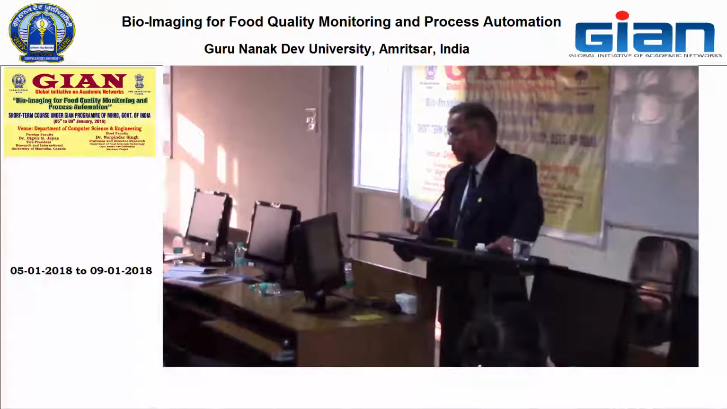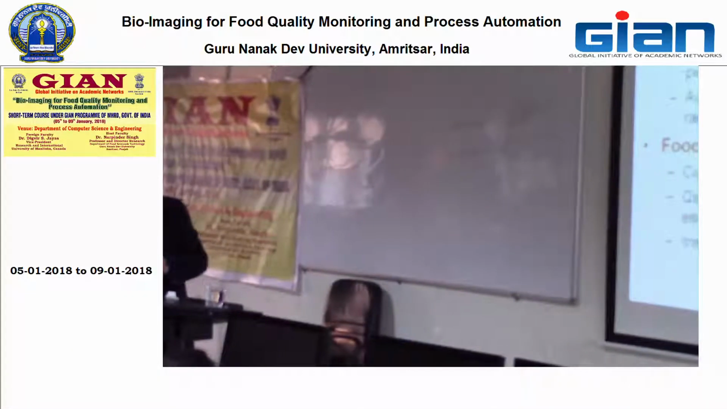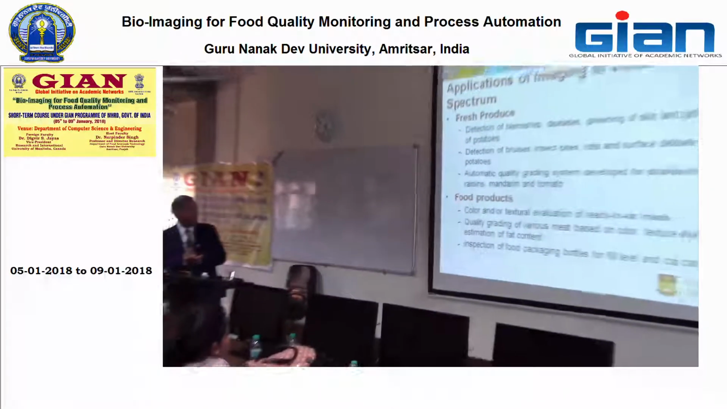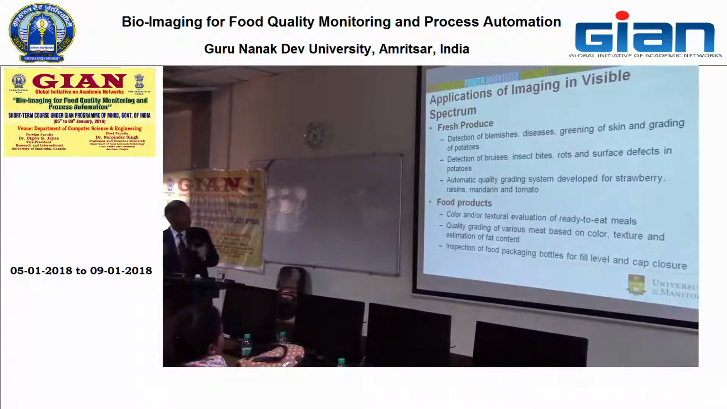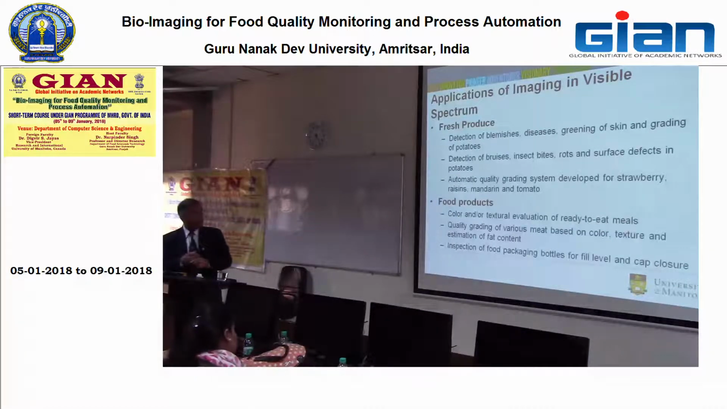So we were talking about the fresh produce food products. You can do the color texture evaluation of ready-to-eat meals, for example, quality grading of various meat based on color texture and estimation of fat content. So this is the meat grading you can do using visual images. Inspection of food packaging bottles for fill level and cap closure.